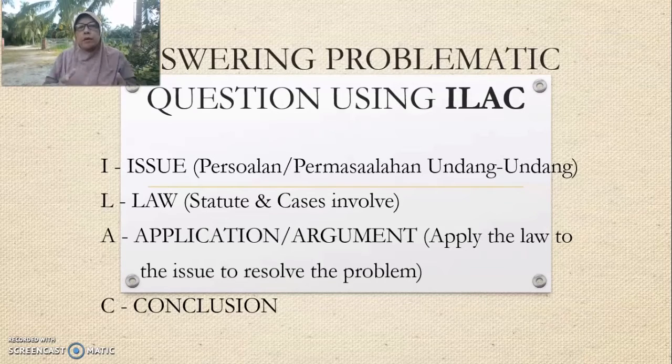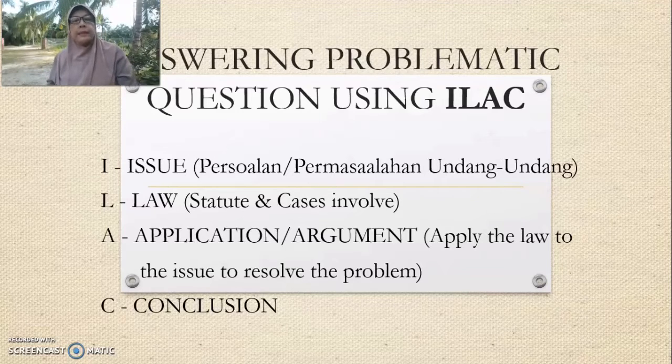And what is actually the law? The law is the statute, the ordinance, the enactment, and other statutes which we are going to use to back up our argument. And what are the cases involved which we can relate to this said issue? Then the application, this is the argument. We are going to apply the law, the statute which we have identified, to resolve the said problem.